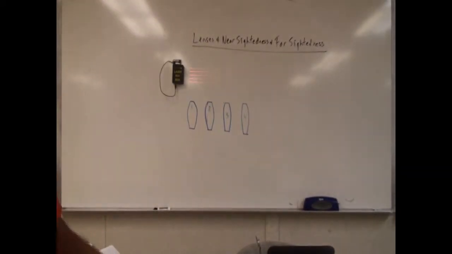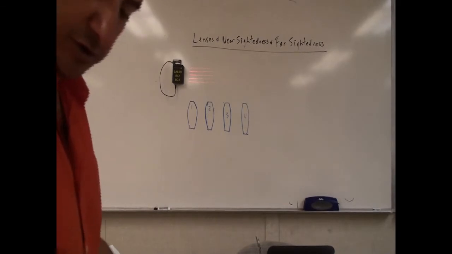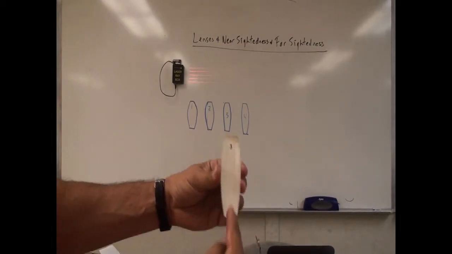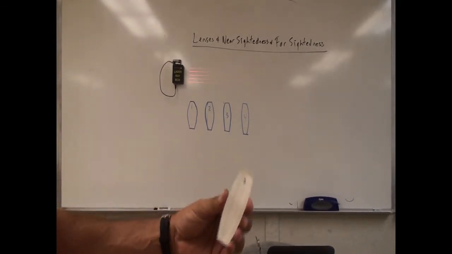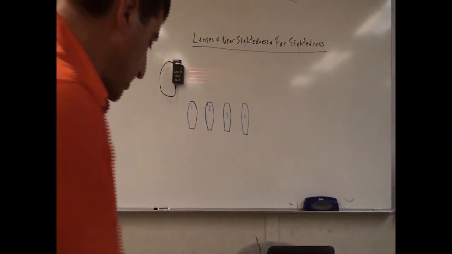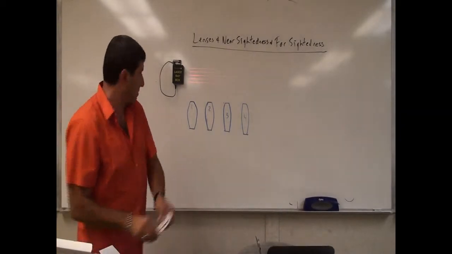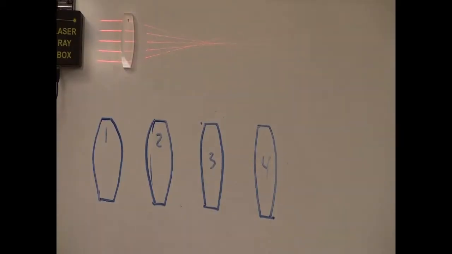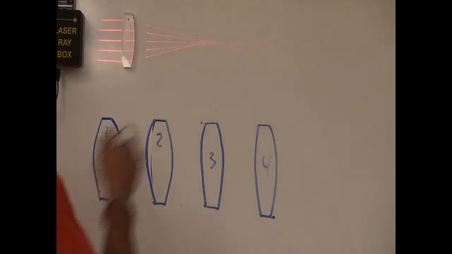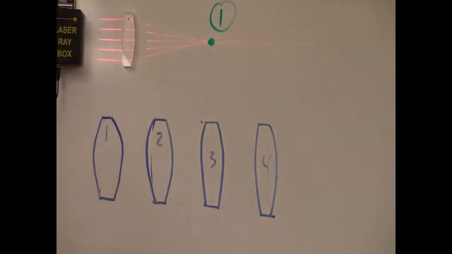Number 2 is this one. It's not as curved. And then you got number 3. It's more gently curved here, so it's weaker. And then 4 almost has no curvature. So if we put this on now, number 1. Okay, so we could put a dot here and label that the focal point of number 1.